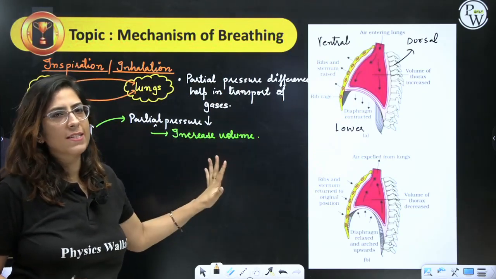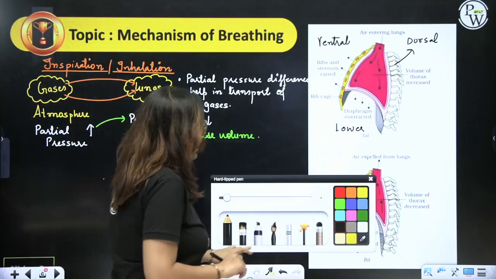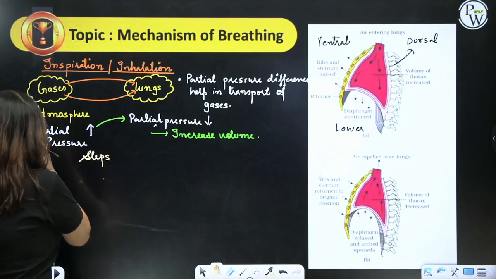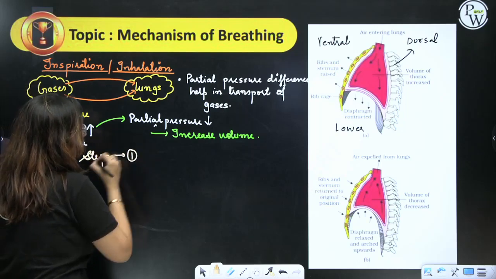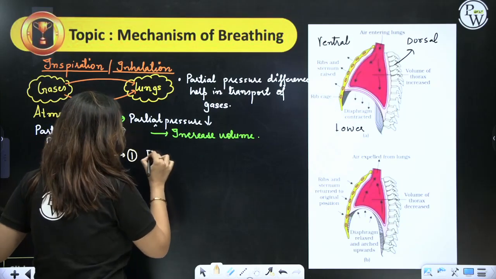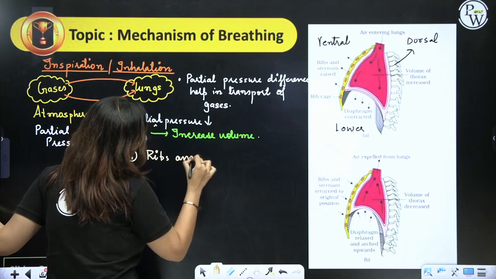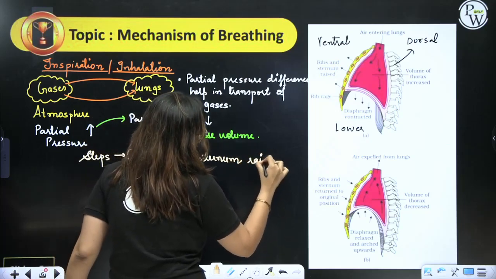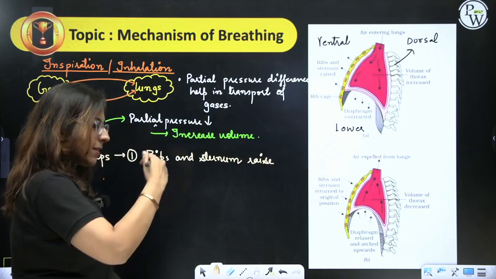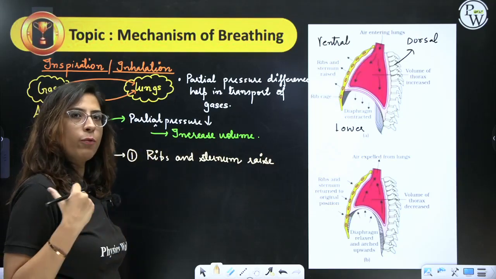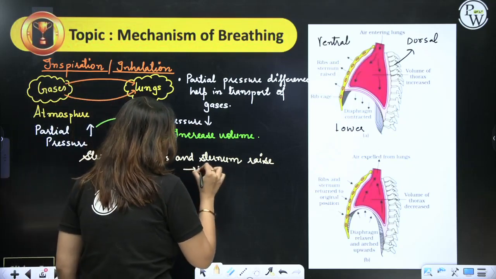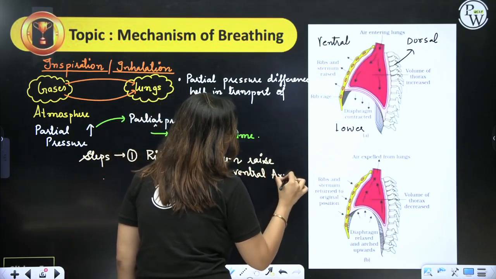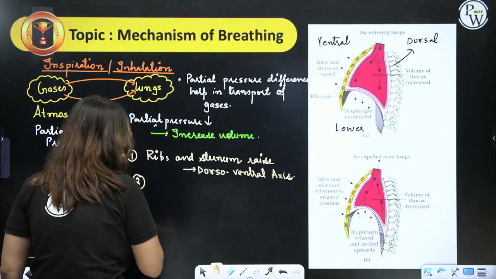Now look at this process. We are just dealing with the inspiration process. There are various steps involved in the inhalation. The first step is ribs and sternum raised. You know, in NCERT one line is written: the raise in ribs and sternum is there, and that too from the dorsoventral axis.